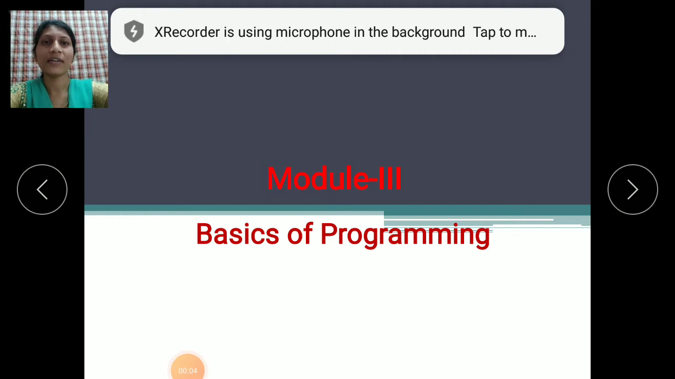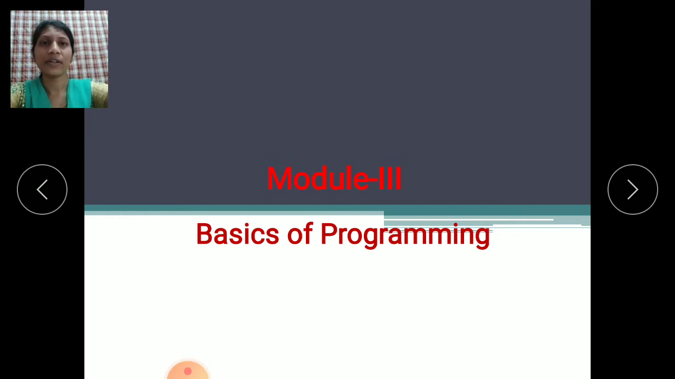Hello everyone. In the previous video we discussed the second module of the computer application subject, which is operating system. Your second module is over. Today we are discussing the third module, basics of programming. This semester you have a programming language, C programming, and in that we will study the basics of programming today.